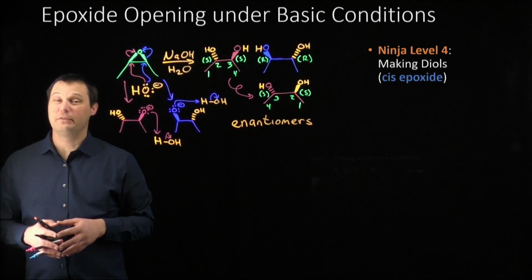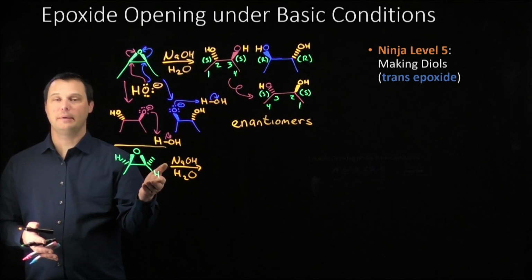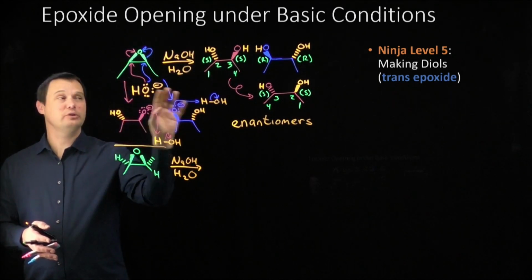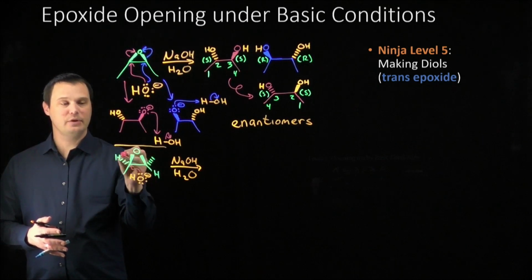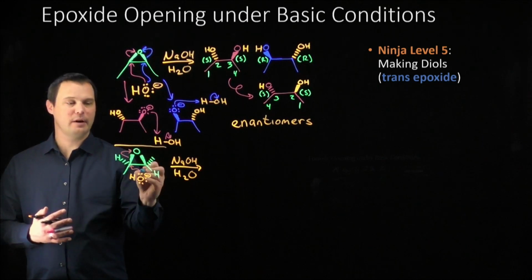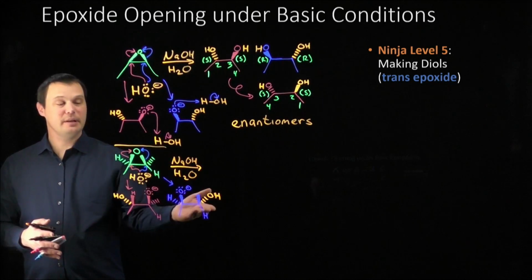Let's check out Ninja Level 5. With Ninja Level 5, let's look at opening up a trans-symmetric epoxide. I'm going to leave Ninja Level 4 up here so we can compare and contrast at the end. The mechanism will still be the same. The epoxide could get opened from either side with this strong anionic nucleophile because there's no differentiation between the two carbons. The intermediates will look the same.